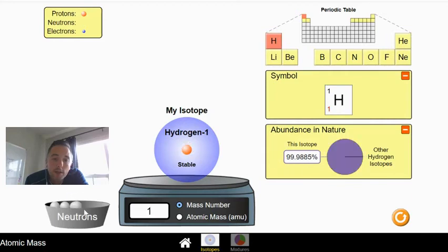So for example, with hydrogen 1, 99.9885% of all the hydrogen is hydrogen 1. But hydrogen 2 does exist. And so if you were to look at the mass on your periodic table, you'd see hydrogen's mass on average is 1.01. It's almost 1, but those hydrogen 2s make it a slight amount higher.